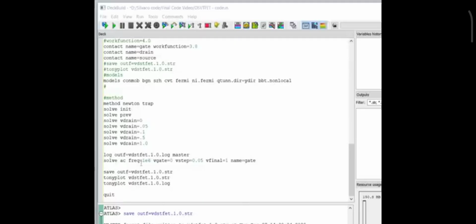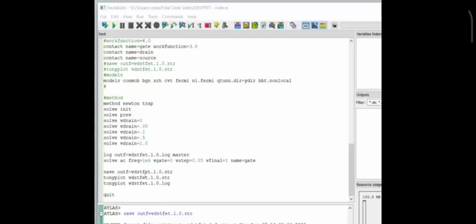We are giving this solve AC frequency to find out the capacitance of the structure. Next, we have to give the gate voltage starting from 0 and ending at 1 volt with the step of 0.05 volt, name equal to gate. After giving the different voltages at the drain and source, you have to save the structure file by this command.